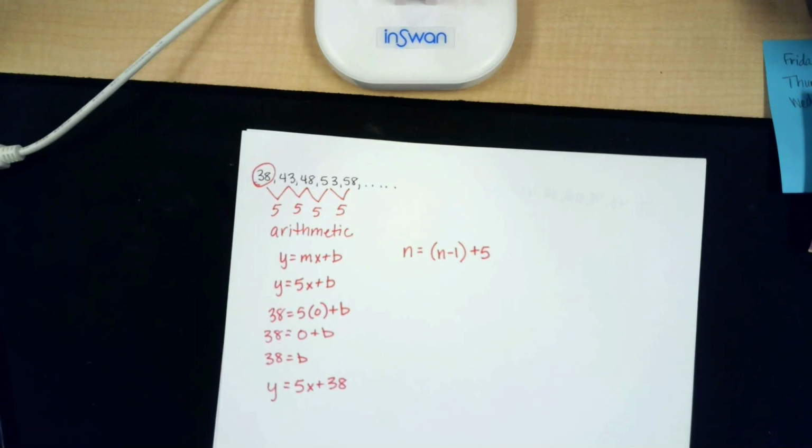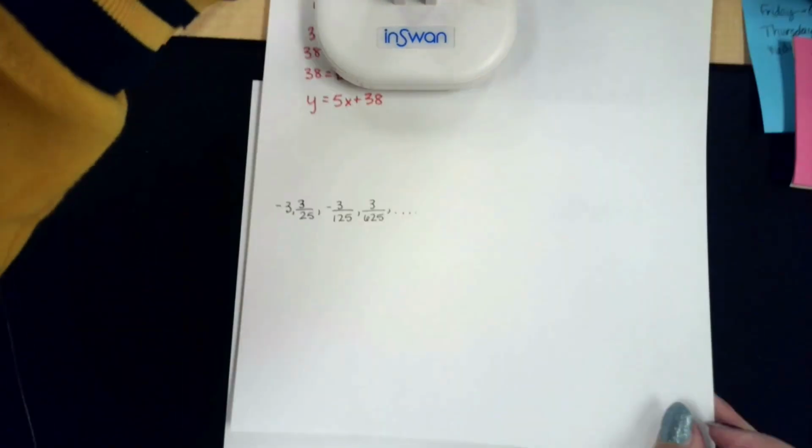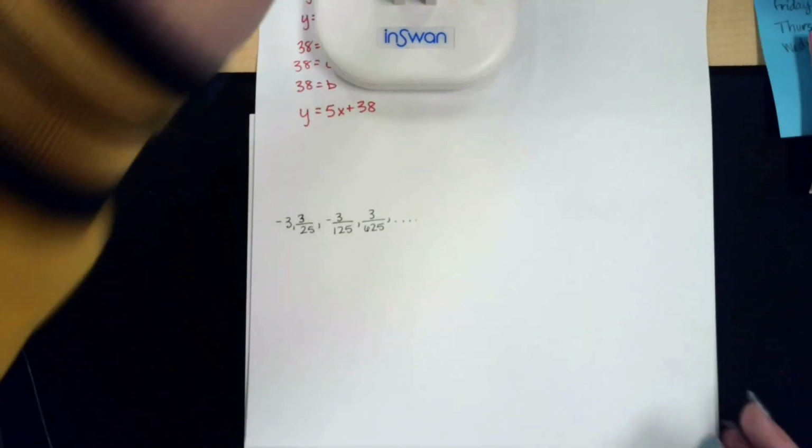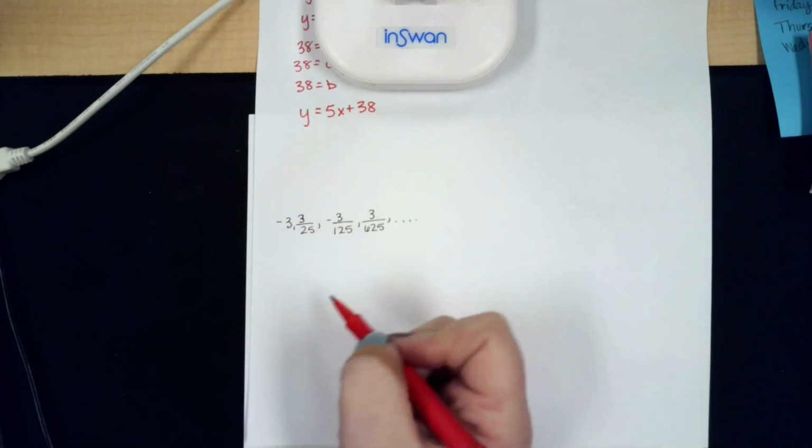So now let's try a geometric sequence. With a geometric sequence, we're always going to get an exponential function. So that's an important thing to remember. This one's kind of a complicated one, which is why I picked it. I want us to go through it together. So just looking at it, it's kind of hard to see what's happening.